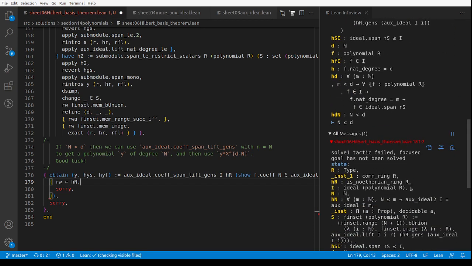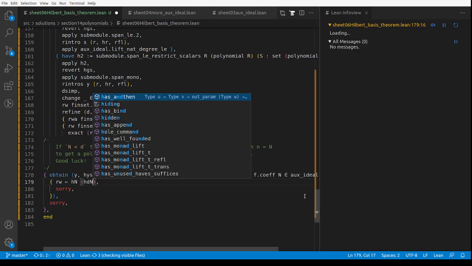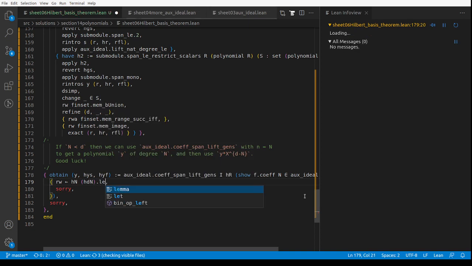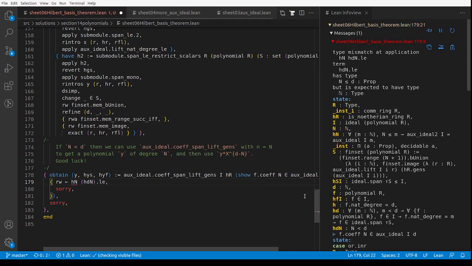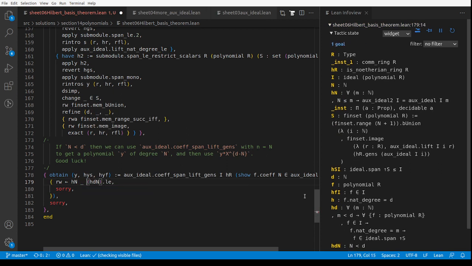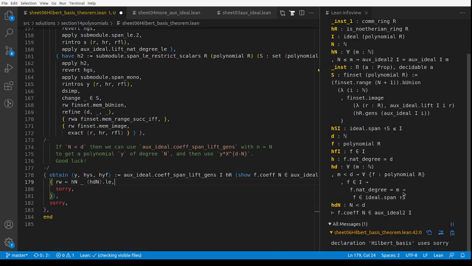But now I've got to prove that n is less than or equal to d. So that's probably HDN dot LE. Oh, it needs... how about that? Yeah, this is great. The power of dot notation. HDN has got type LT something, and they've defined LT LE to be the proof that if n is less than d, then n is less than or equal to d. So I've only got one goal.